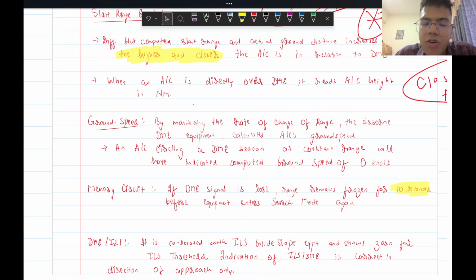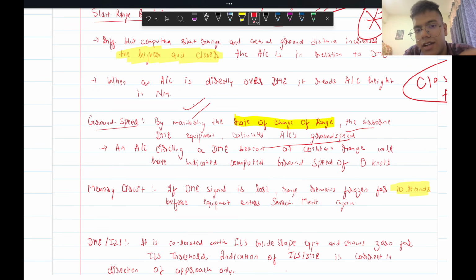अब देखो एक ग्राउंड स्पीड की भी चीज होती है जो आपको DME फैसिलिटी दे देती है by calculating the difference between the change of range, ठीक है. rate of change of range से आप फाइंड कर लेते हो ग्राउंड स्पीड. मेक सेंस, ठीक है. The airborne DME equipment calculates aircraft ground speed, but when you are circling around the DME beacon at that time, the ground speed shown by this DME equipment is 0, ठीक है. अंडरस्टूड.